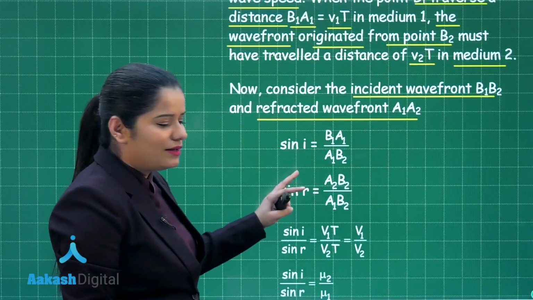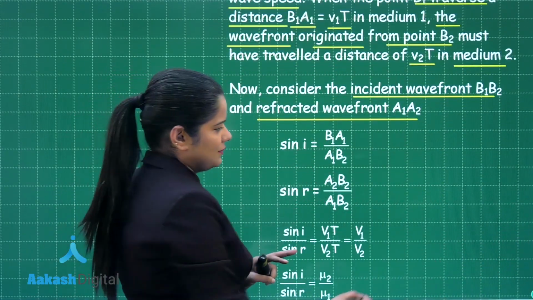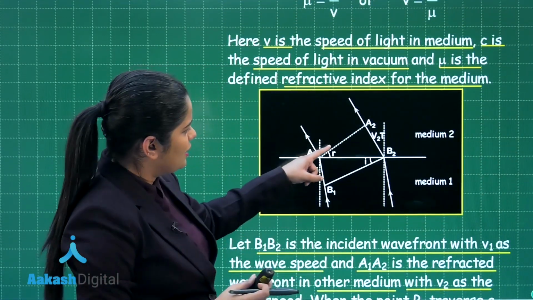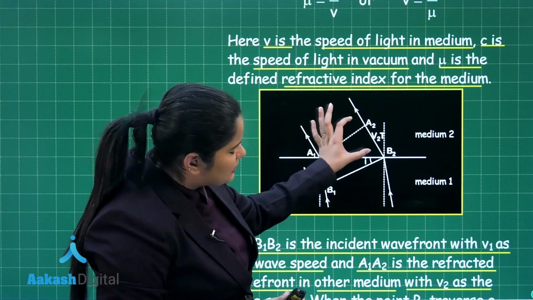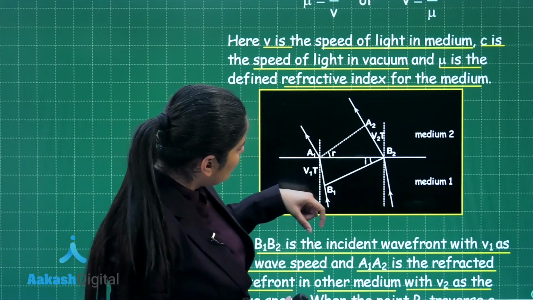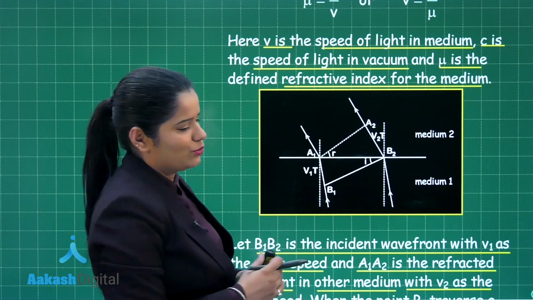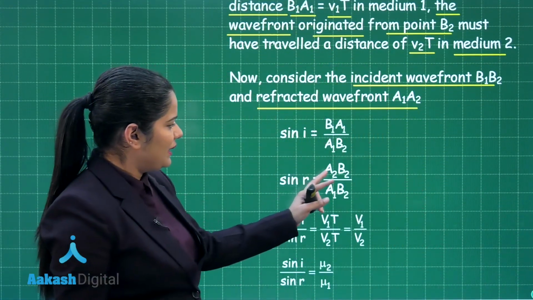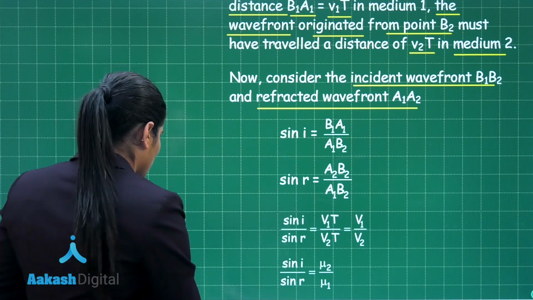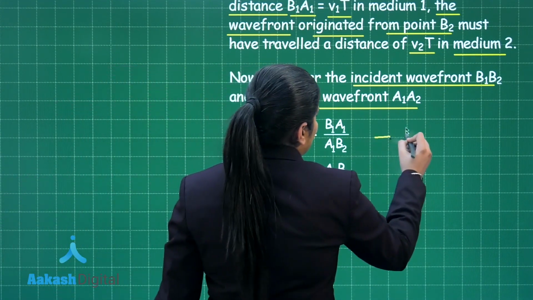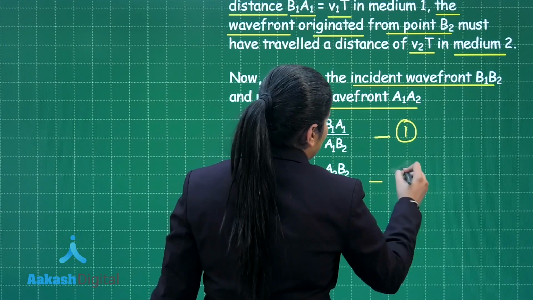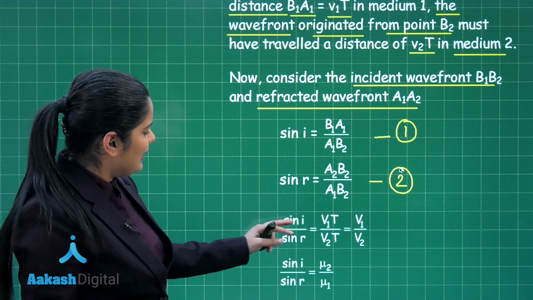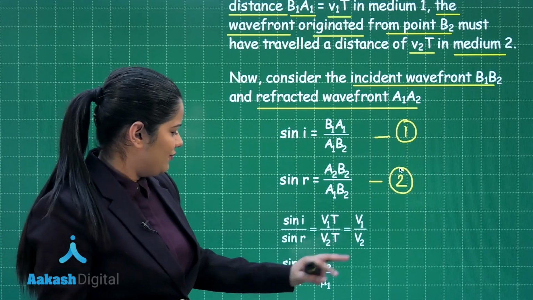Similarly I can write sin r. See here, this is r. So here I can write sin r as B2 A2 divided by A1 B2. So this will be A2 B2 divided by A1 B2. If I consider this to be equation 1 and this to be equation 2, on dividing these two, this is what you are going to get: sin i by sin r is V1 by V2.